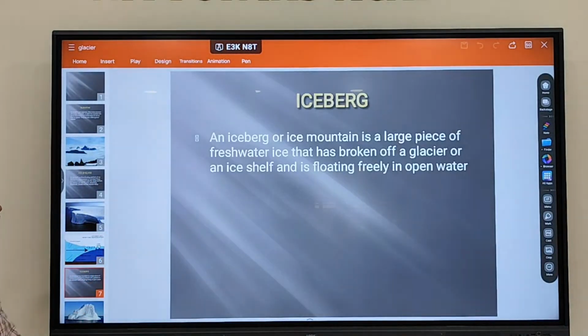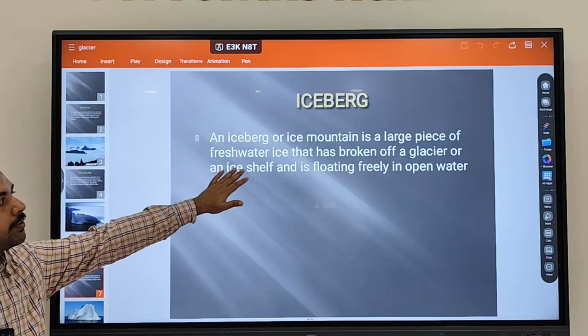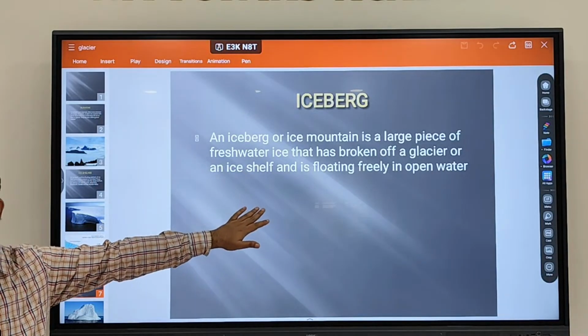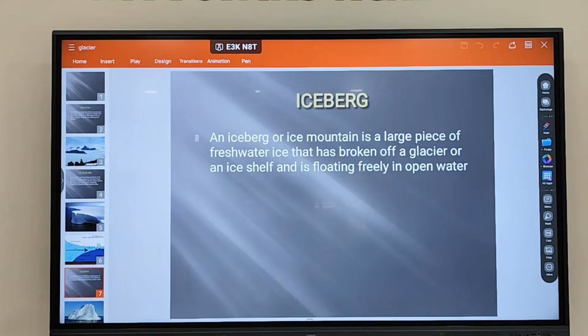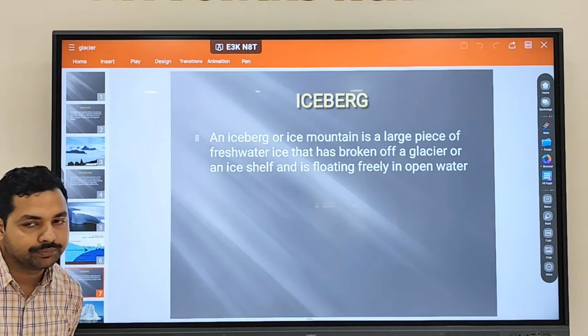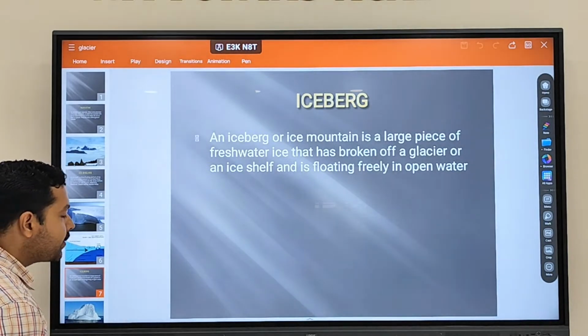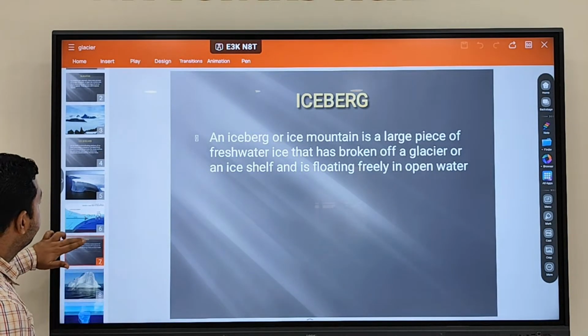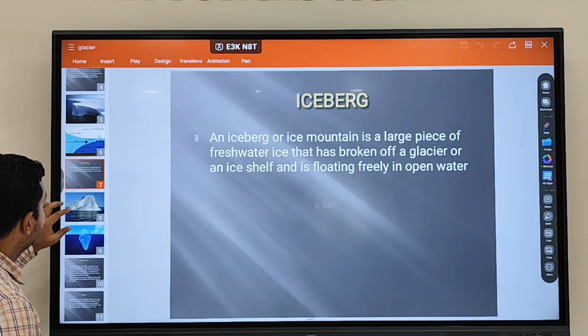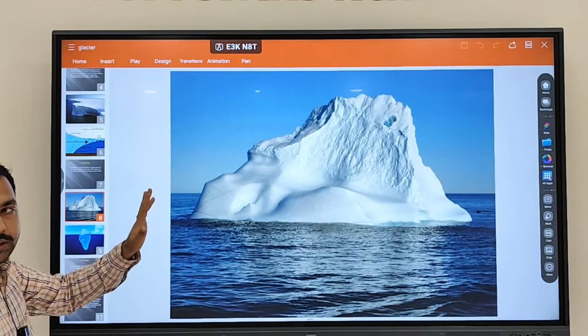Clear? So that's why an iceberg is what? An ice mountain, or a large piece of freshwater ice that has broken off from the glaciers or ice shelves. So any part that is broken off from the glacier or ice shelves is going to be called an iceberg. Clear? So that's why you'll find this type of thing floating in the water.